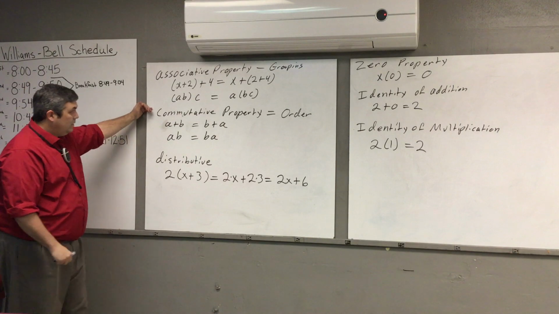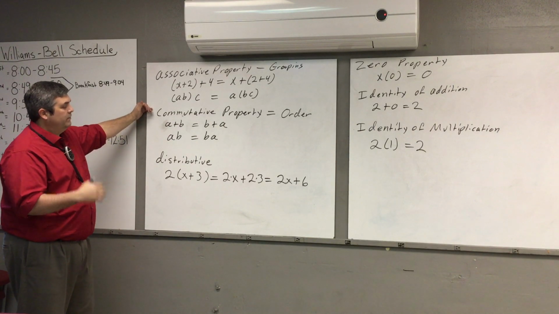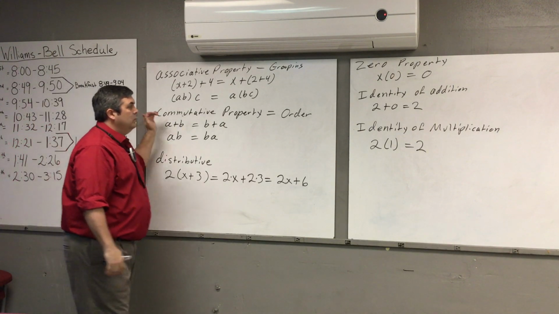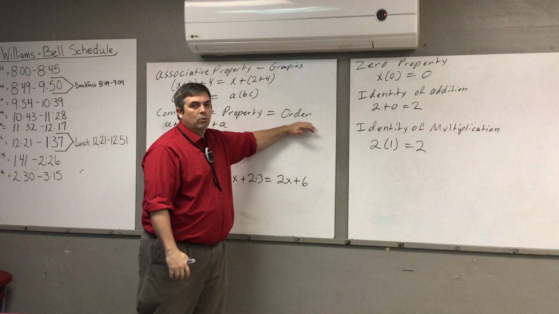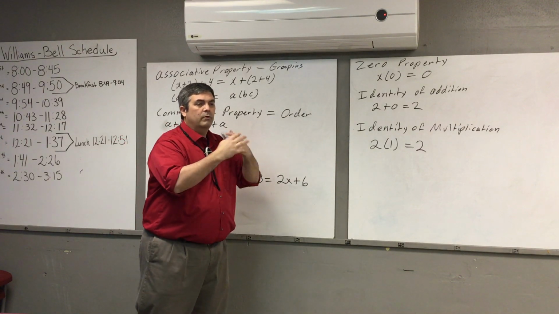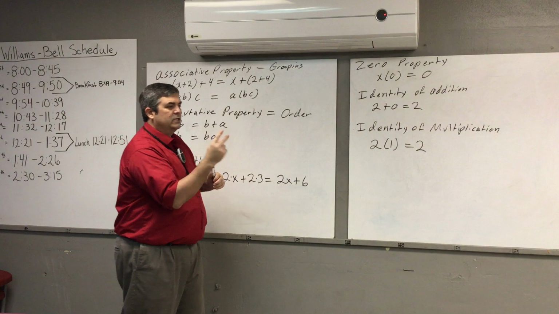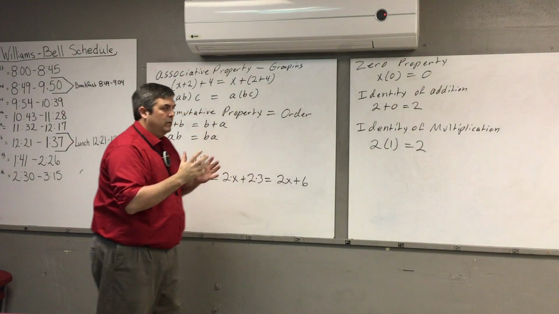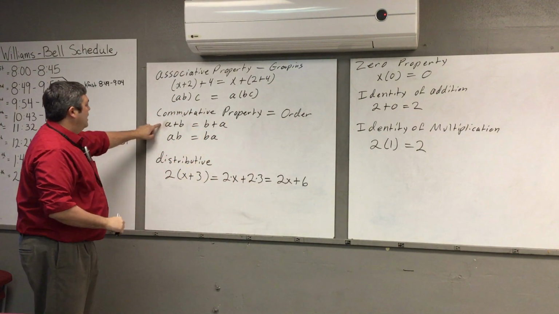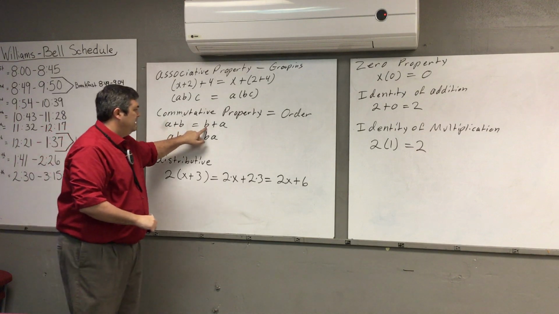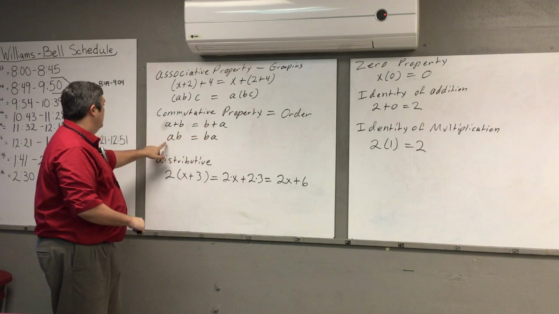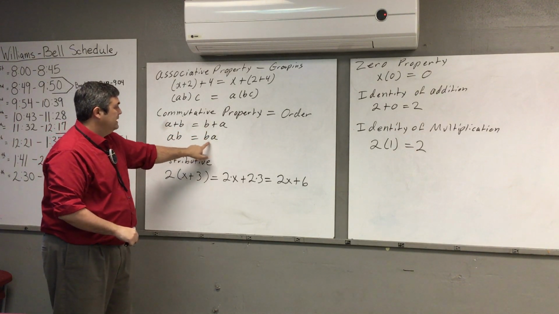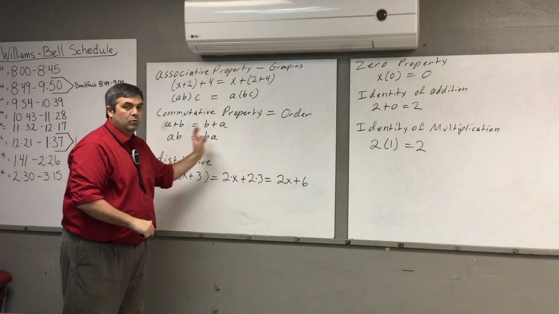Then you have the commutative property, if I said that correctly. Commutative property is order. Okay, it's about the order of things. They'll actually switch the numbers around and change the way that it's ordered. So A + B = B + A, and A times B = B times A. See how they switch the order here?